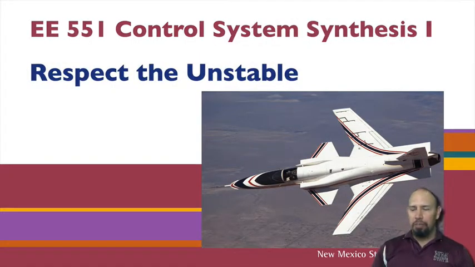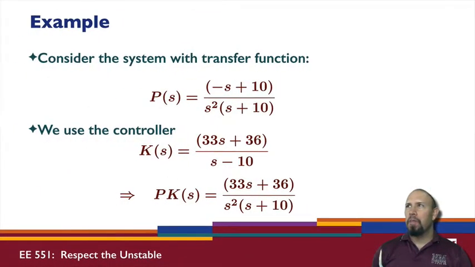Respect the unstable, practice problems. So we start off with this transfer function system. Notice that it has a 0 in the right half plane, and it also has 2 poles at the origin, which is on the imaginary axis.